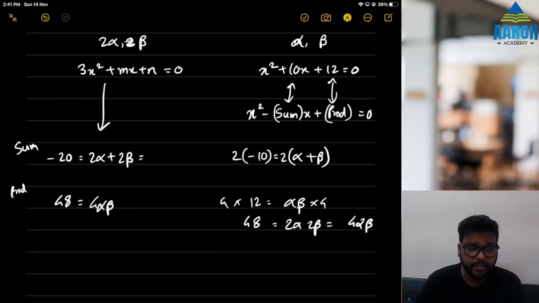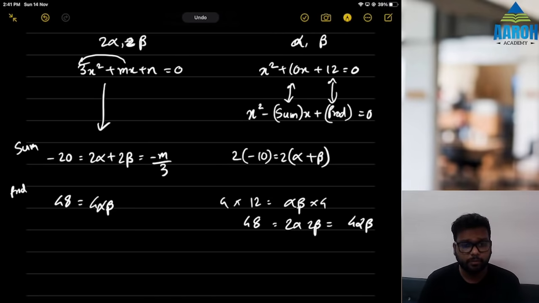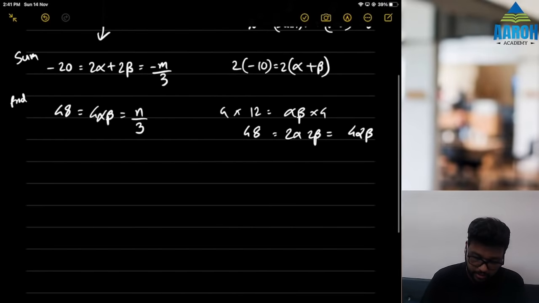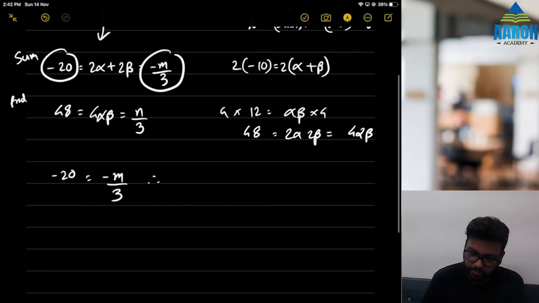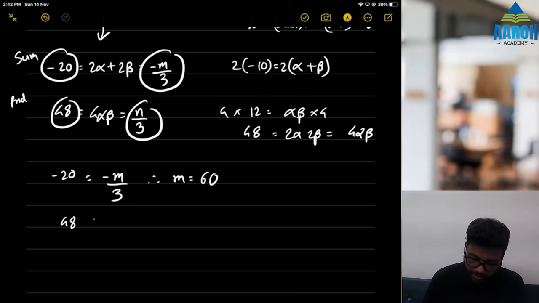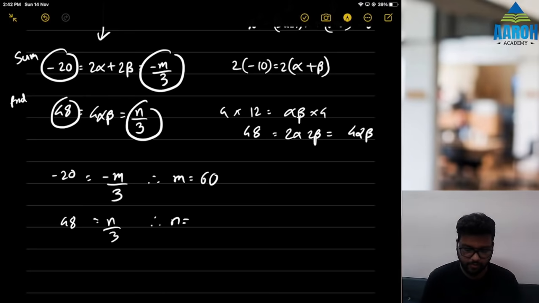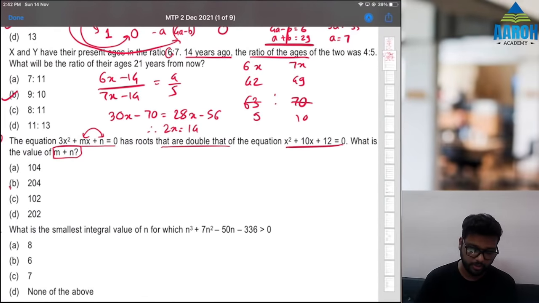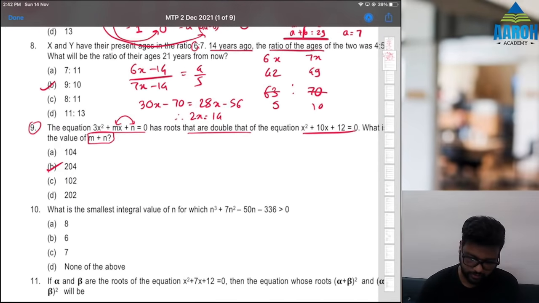But we know that for this equation, sum of roots will be what? Minus b by a, that is minus m by 3. Similarly, product of roots will be what? c by a, that is n by 3. So we have two equations. Minus 20 is equal to minus m by 3, that means m is equal to 60, and 48 is equal to n by 3, that is n is equal to 48 into 3, 144. We want m plus n, so answer will be 144 plus 60, that is 204. Option B is the correct answer. This was a very good question.